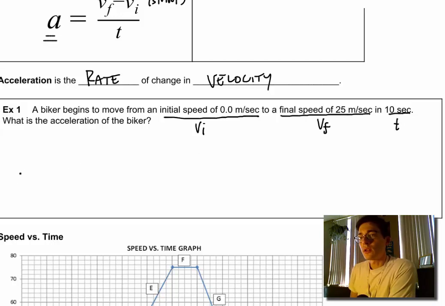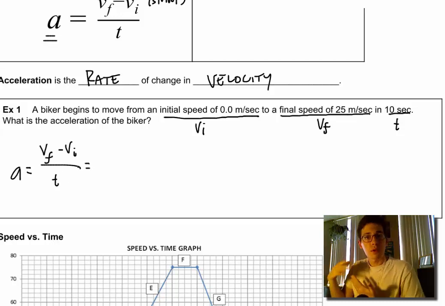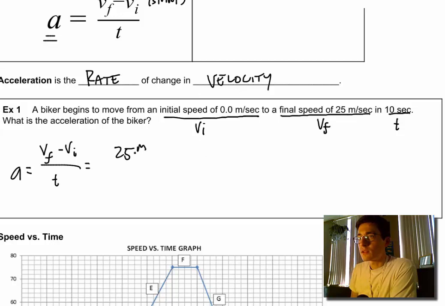Remember, if we carry down our equation, so A, acceleration, equals VF minus VI, all over time, and we can fill in our variables. Remember, this is knowledge level, okay? The application comes later, so just grab your data, mark up your question, and grab your information. So V final is 25 meters per second, and we subtract 0 meters per second from that, and we divide the whole thing by 10 seconds.